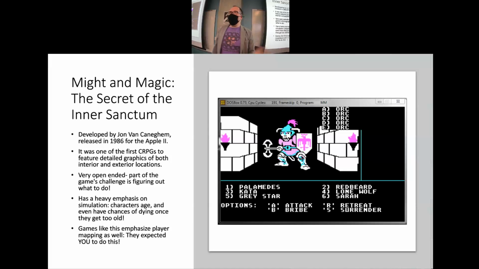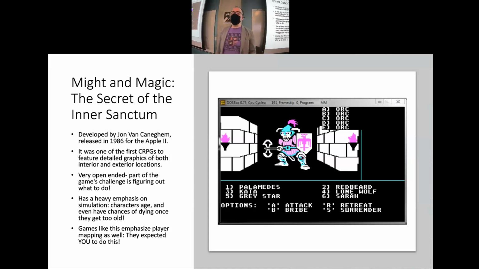Okay, so the third of our founding fathers of the computer RPG, if you will, is this game here, Might and Magic, in that series. And in this particular game, the first game, The Secret of the Inner Sanctum, developed by John Van Caneghem in 1986 for the Apple II. This was one of the first computer RPGs to have detailed graphics, both interior and exterior. Before then, you got one or the other, right? You had Wizardry, which was much more about dungeon crawling, or you had Ultima, which is much more about outdoor exploration. Might and Magic, you had both. You had the indoor and the outdoor as well. These games were extremely open-ended, and one of the challenges is just figuring out what the heck to do, especially the early Might and Magic games.